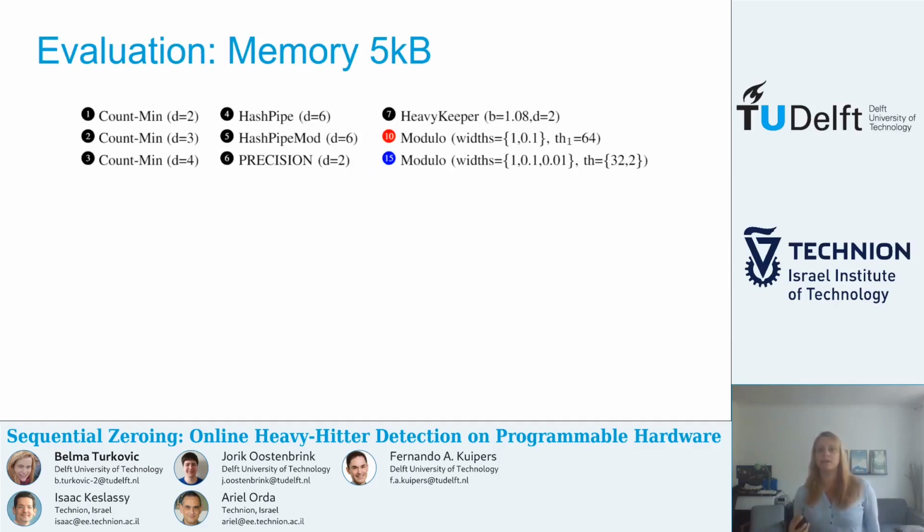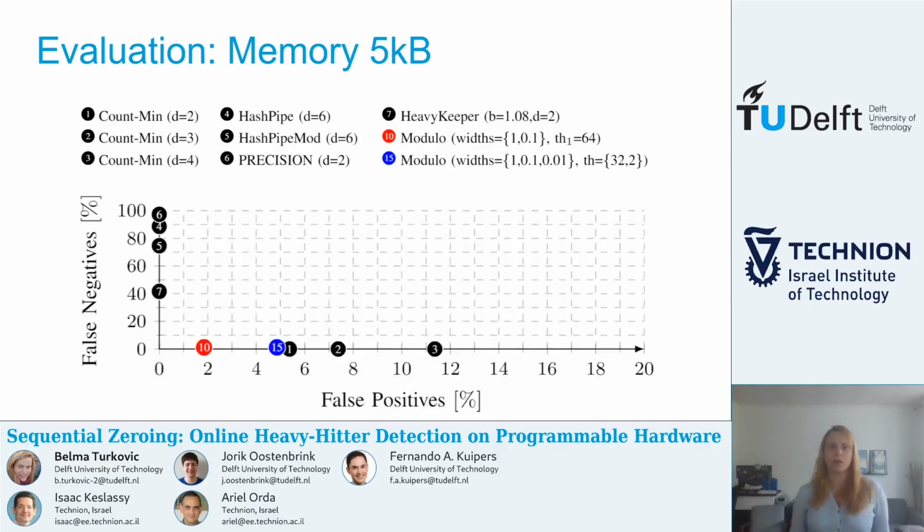So we first started by evaluating our interval-based approach to see if our counting structure is indeed more efficient than the related work. In this figure, we can see that our modulo sketch, which is represented by the red and the blue dot, is actually able to achieve better performance, especially when compared to the other related work, and has a lower percentage of false positives and almost zero false negatives.